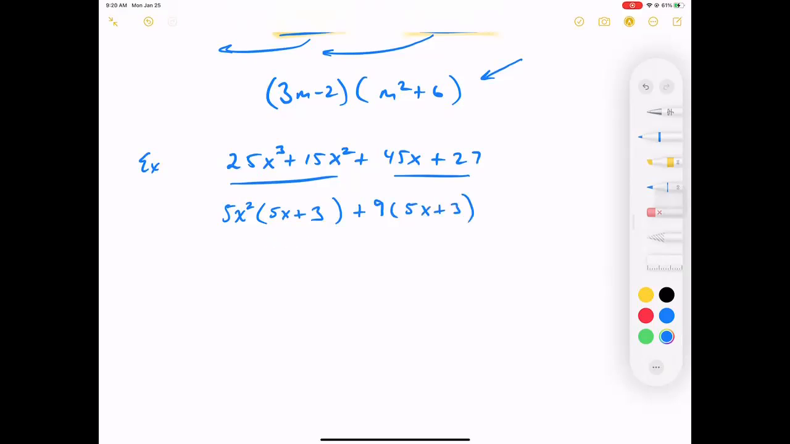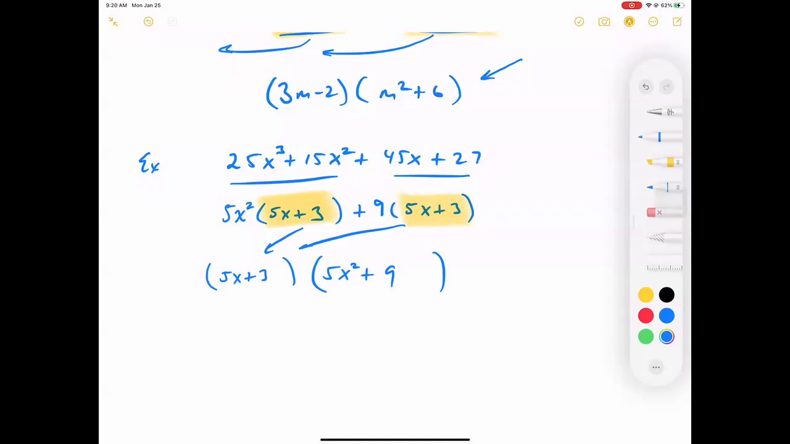Now, here's the hint that should pop out already. I should see that these terms are going to be exactly the same. This is kind of like the hidden revealed part. Mysteries revealed. So because they have the same term, I can factor these out in one big parentheses, factor this out as 5x plus 3, and we're going to leave behind 5x squared plus 9.